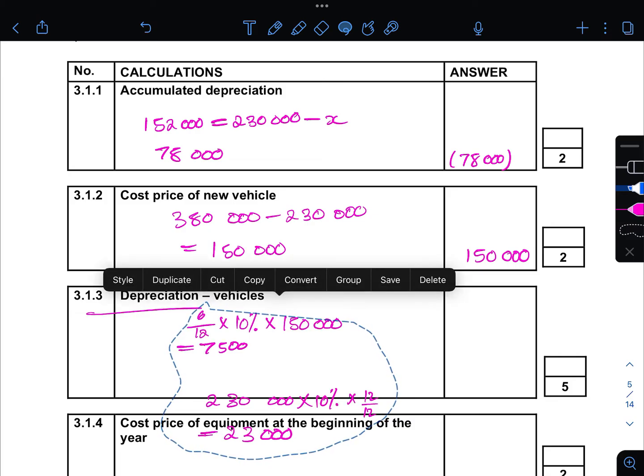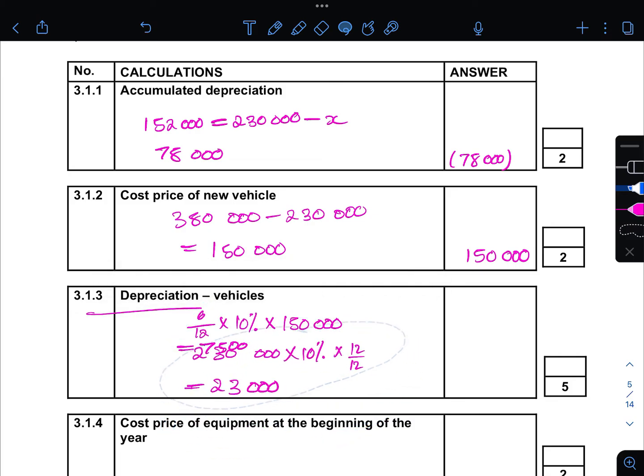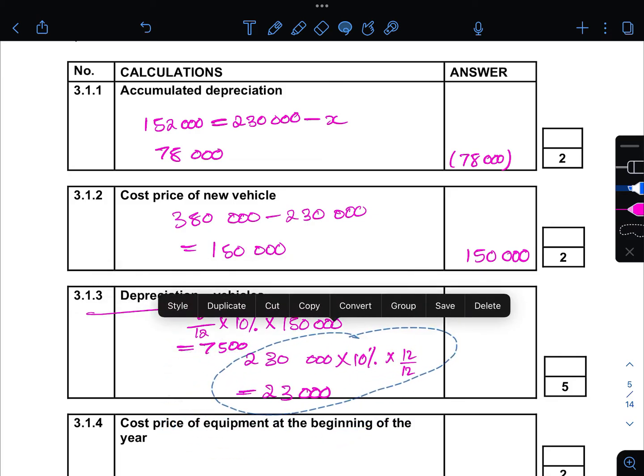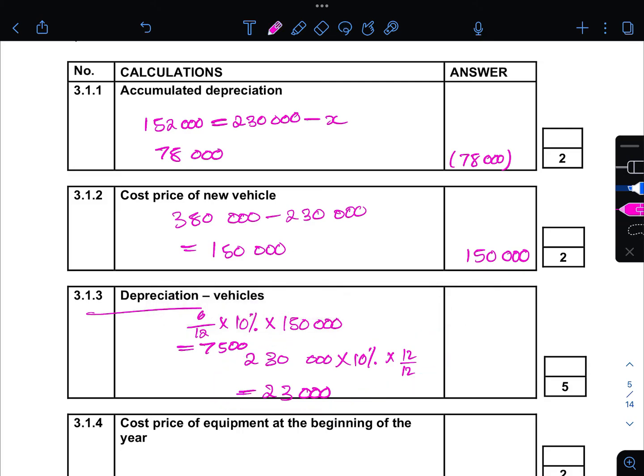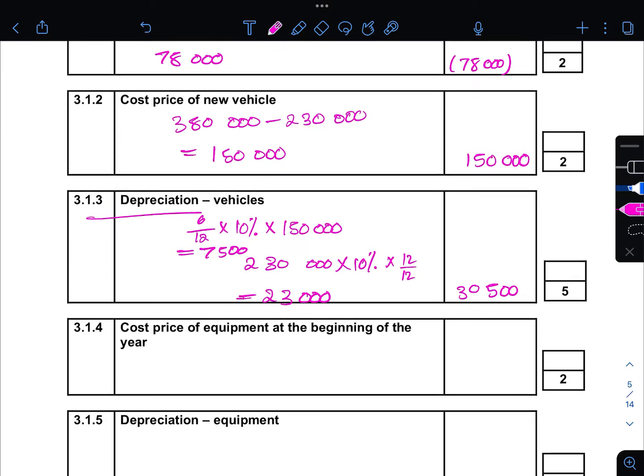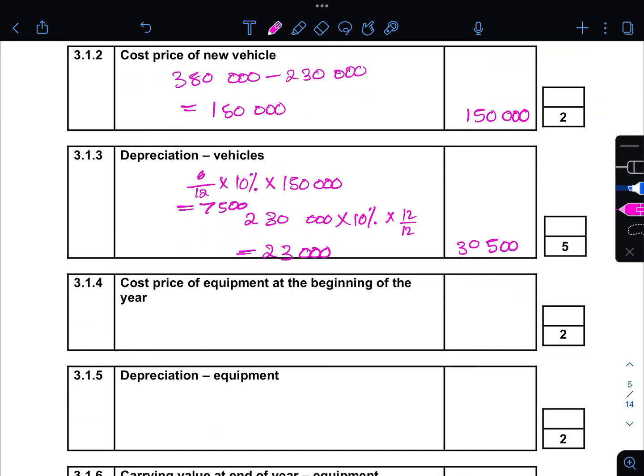Okay, so let's just take our calculations to the answer book so that it becomes much more simple. So now we are just going to add 7,500 plus 23,000, which will give us 30,500. Okay. All right. So we are moving on to the next one.